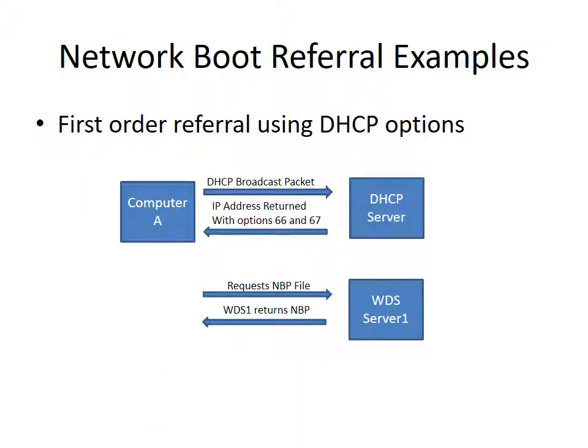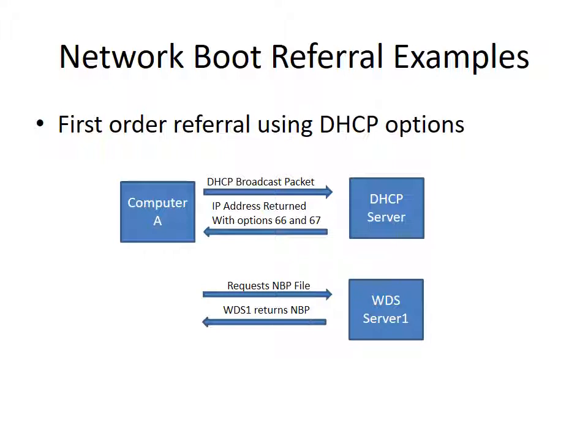So this example is a little bit more simple than the first one we looked at. So this would be a first order referral using DHCP options. So remember with this methodology, on the DHCP server, we are configuring options 66 and 67 to return some information along with the IP address information. So let's go over this example.